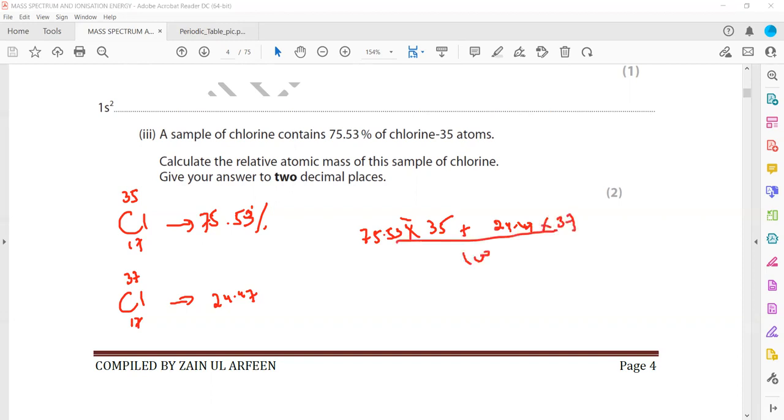If a ratio or fraction was given, then it would be divided by the sum of the fractions. But here the percentage is given, that's why we divide by 100. So when we solve, it will give us 35.49 atomic mass units, or you can say u or amu. Write your final answer to 2 decimal places. When you're mentioning the final answer, it should be to the required decimal places.